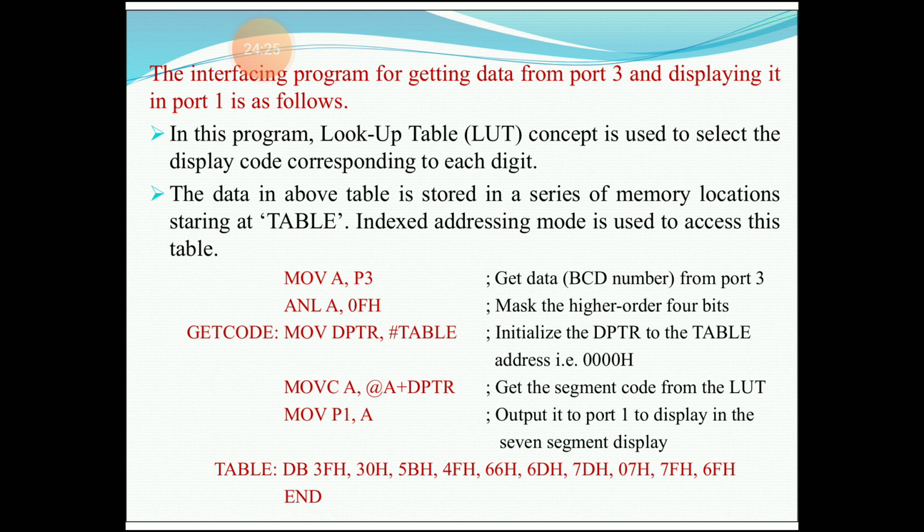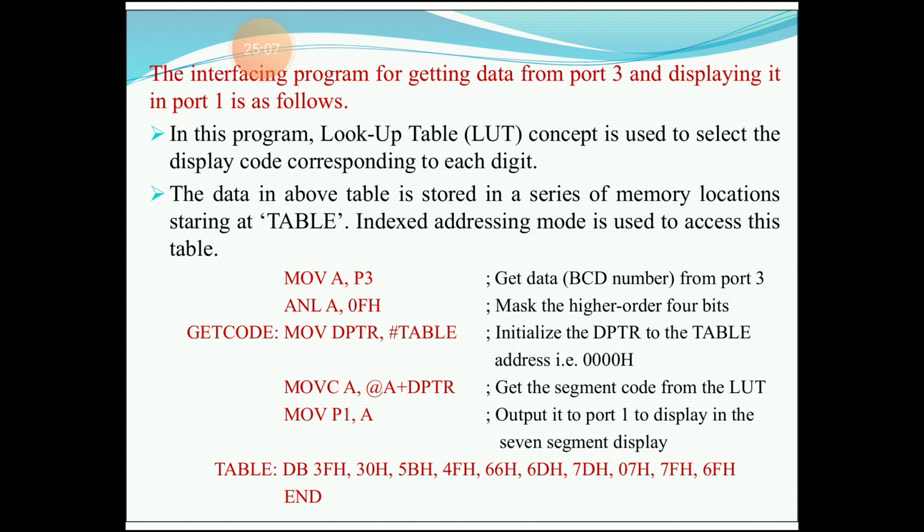Now we want to access the segment code from the table. We need some offset value. This offset value is nothing but the BCD number. The BCD number was stored in the accumulator by the previous instruction. So the instruction MOVC A, @A+DPTR can access the segment code corresponding to the BCD number from the lookup table. That is, the base address of the lookup table is stored in DPTR and the corresponding BCD number to be displayed is stored in the accumulator. By combining these two, we get the required memory location. This required memory location contains the segment code.